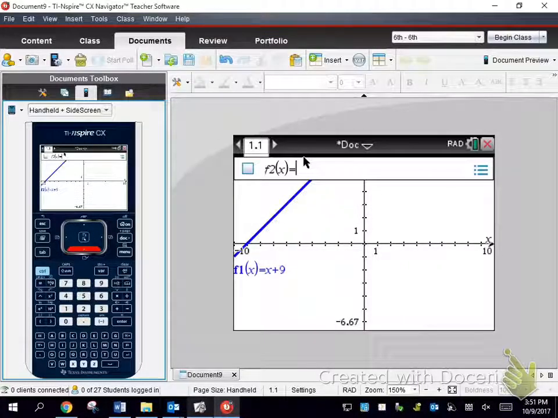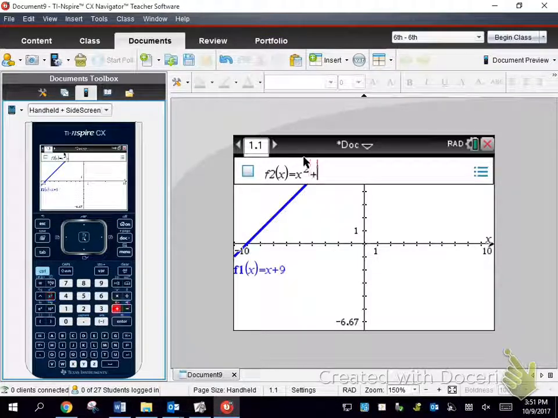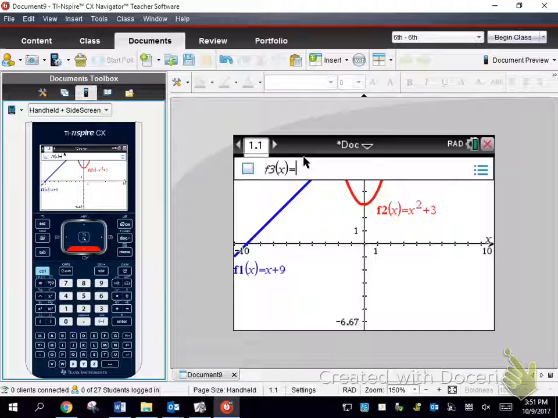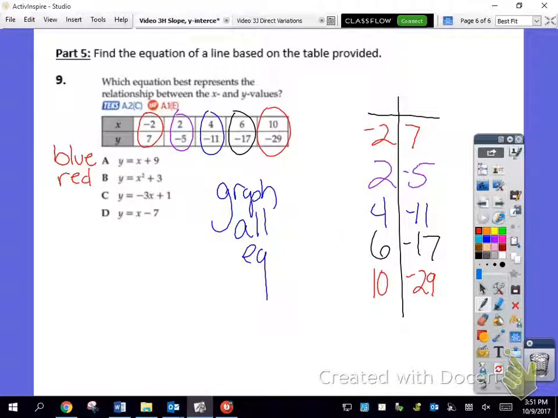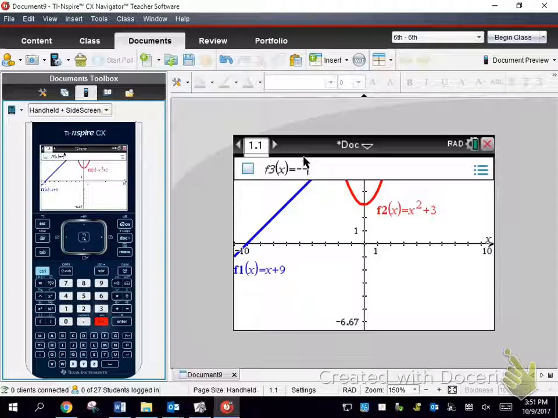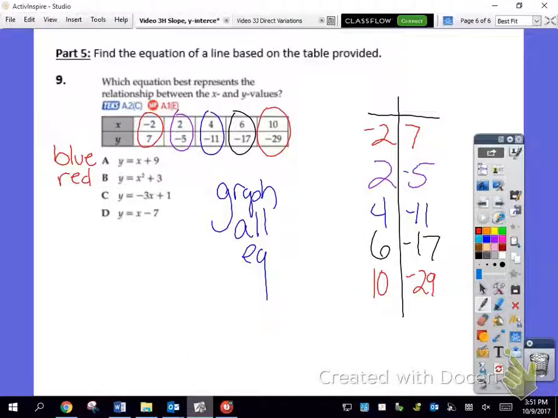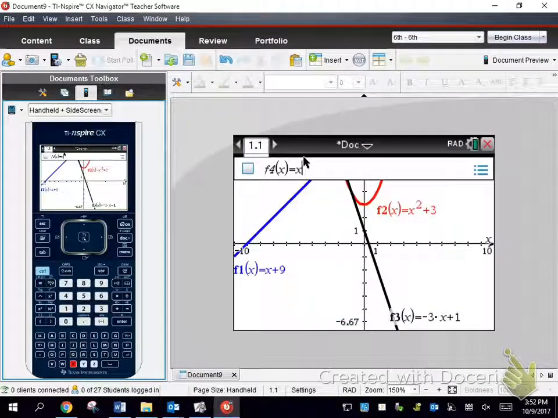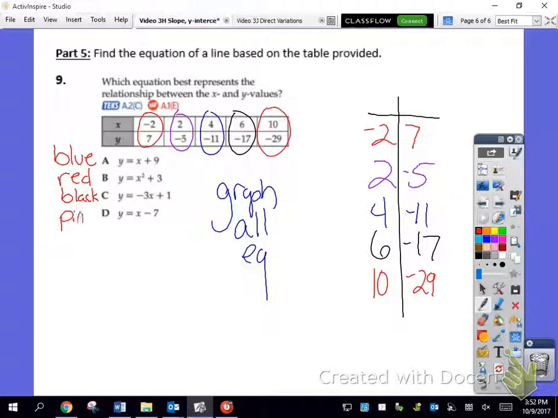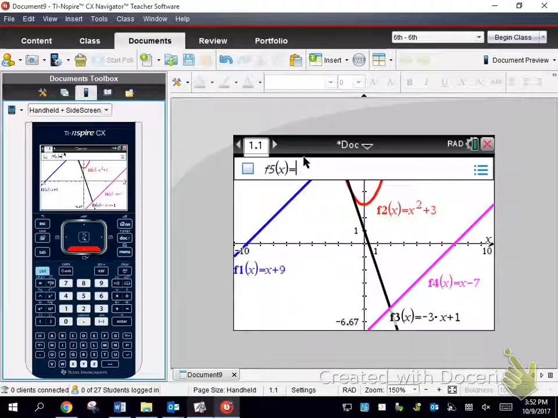My next equation is x squared plus 3. Notice hit the down arrow button, it's red. So I'm going to write red beside the blue one. My next equation is negative 3x plus 1. Oops, I accidentally hit 2 negatives, so negative 3x plus 1. Hit the down arrow button. That one is black in color, so I'm going to write black by that one. And then D, you have x minus 7. Hit the down arrow button, and it's pink. So this one came up pink. All right, now once you're done, hit enter.